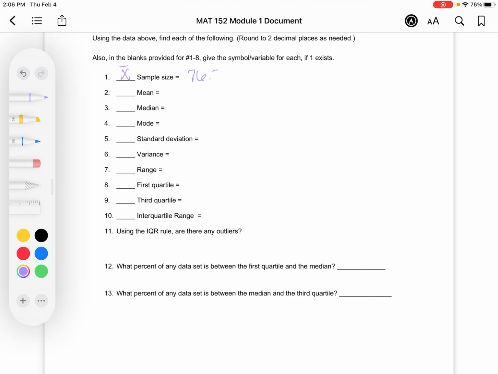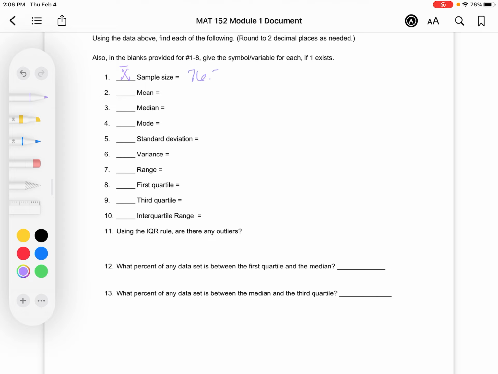Number 14, so we've already got our five number summary. The min value is 35, Q1 was 67.5, the median was 79, Q3 was 87, and the max was 99.